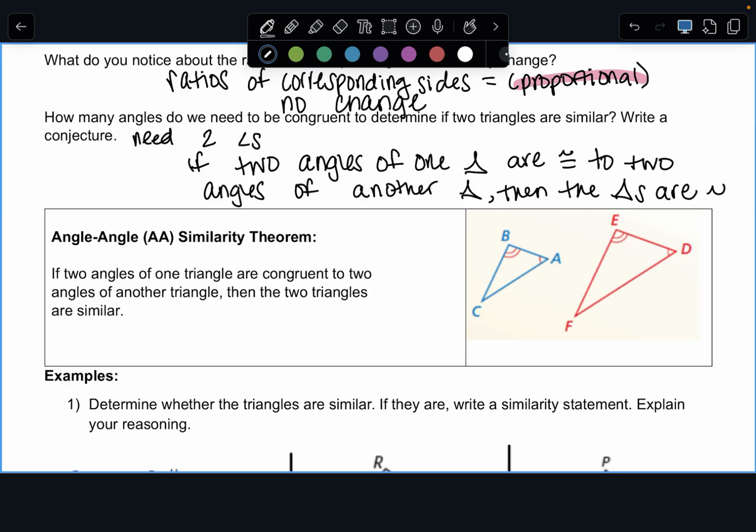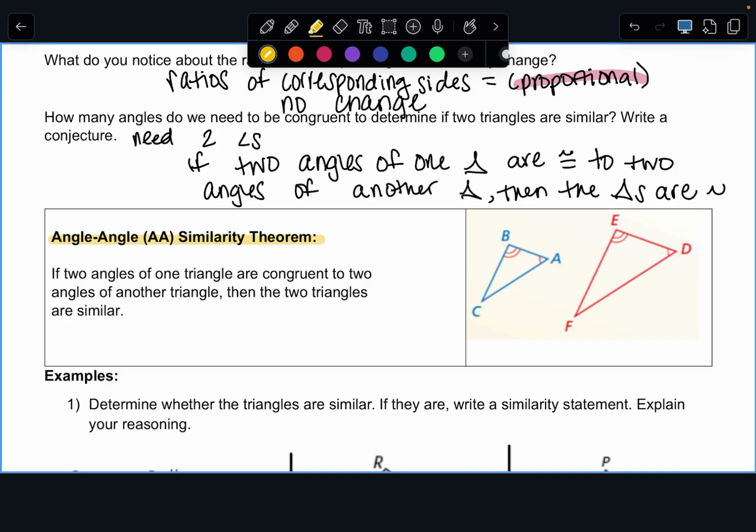Because before we needed all 3 angles to match and all of our sides proportional. Now I'm saying here's a shortcut. We just need 2 angles to match. We don't even have to check the sides. So that's our first shortcut theorem, angle similarity theorem.